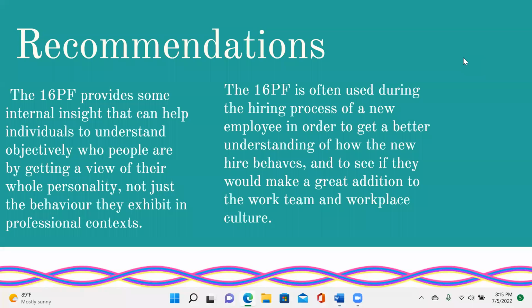Some recommendations and insight into the 16 Personality Questionnaire: it helps individuals understand objectively who they are and get a better view of their whole personality. As well, it can be used in the workplace and the hiring process to get a better understanding of how a new hire would behave, and if they would be the perfect fit for the work team or the workplace culture that they would be entering.